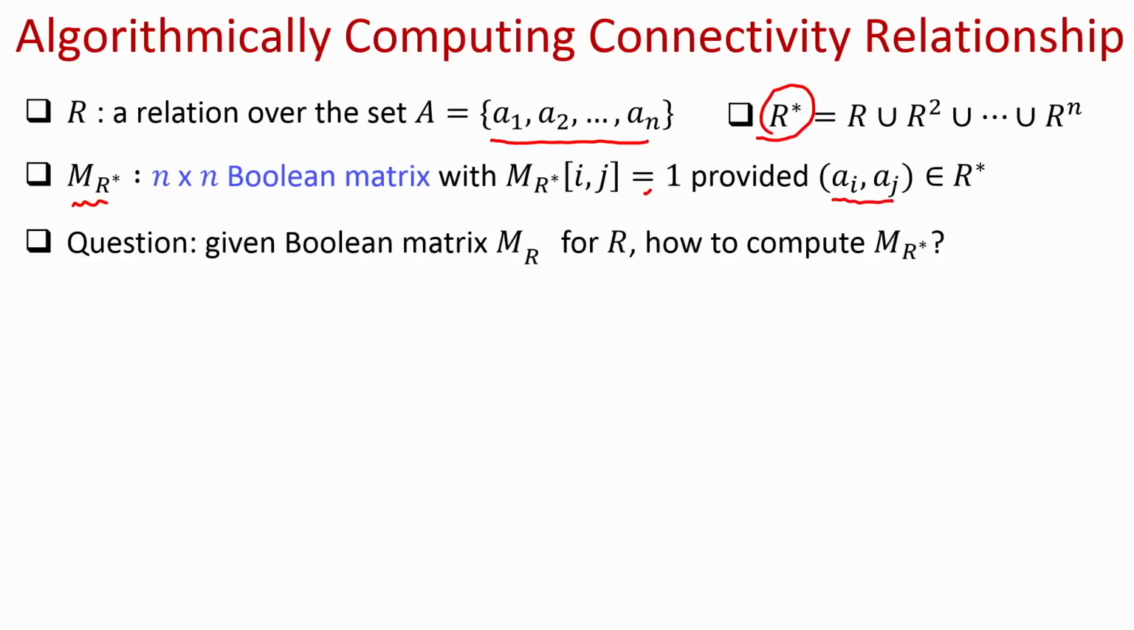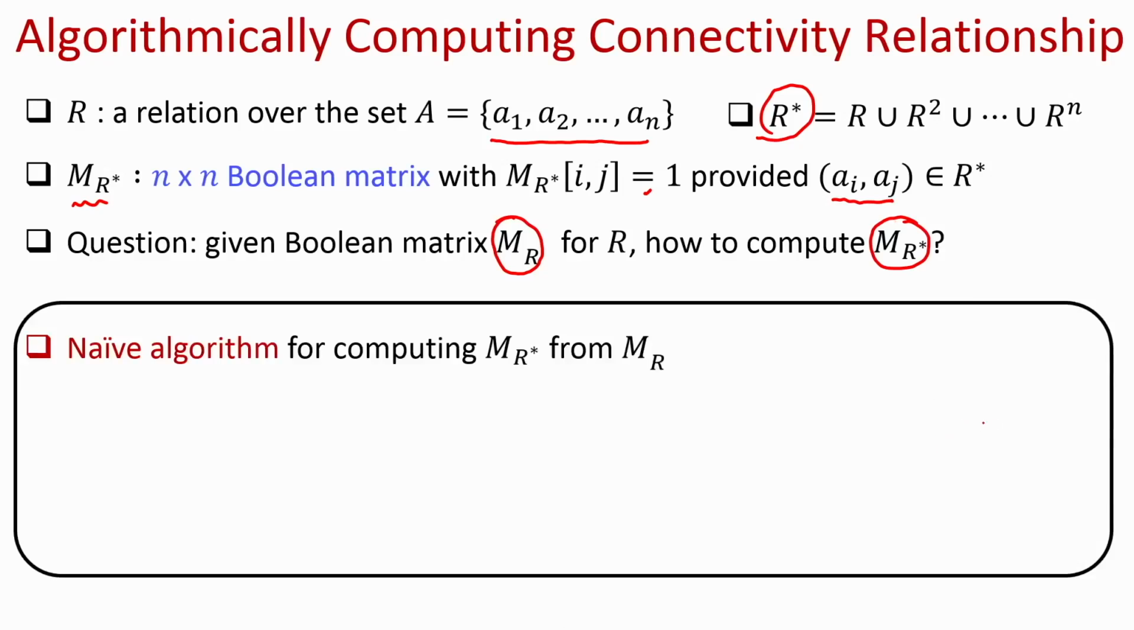in the connectivity relationship R star. So, the question that we want to address here is that you are given the original relation R, namely the Boolean matrix representing the relation R. How do you compute the Boolean matrix representing the relation R star, where the relation R is defined over a set consisting of n elements? So, here is the naive algorithm for computing the matrix for connectivity relation.